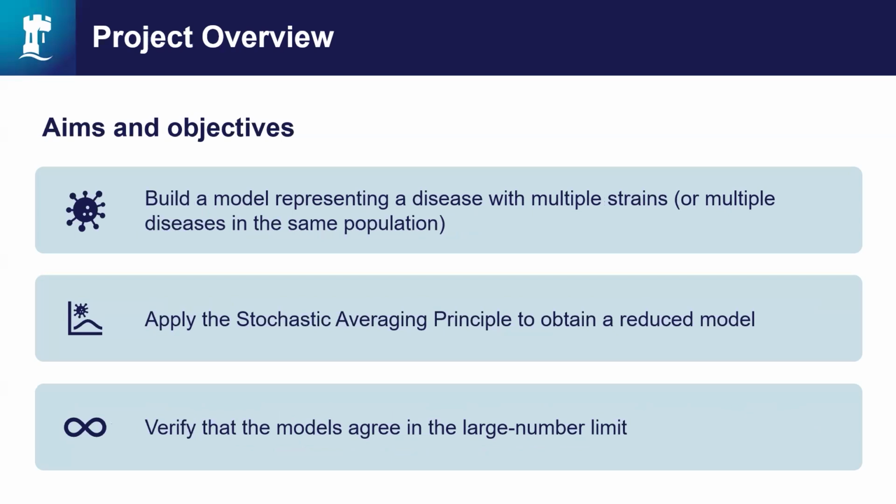So the way this talk is going to run is we're going to talk through building my model for representing a disease with multiple strains or 2 different diseases in the same population. We're going to apply the stochastic averaging principle to obtain a reduced model, and then verify that the models agree in the large number limit. If any of that made sense to you, brilliant. If it didn't, don't worry. We're going to go through all of it.